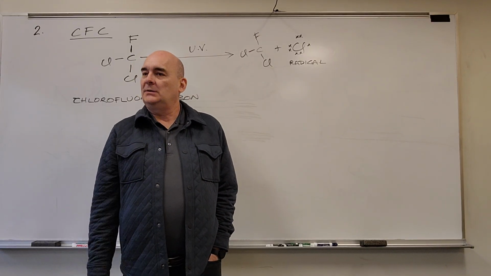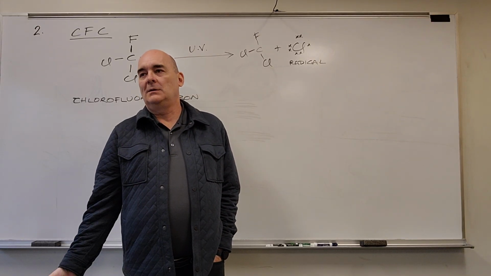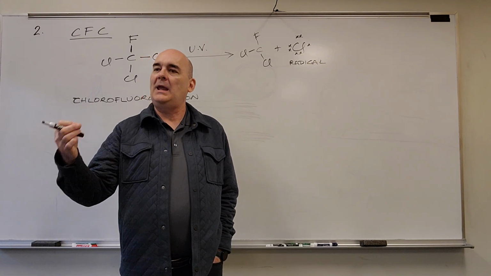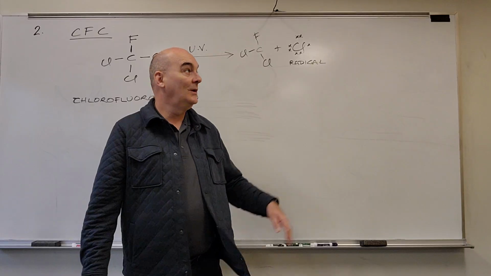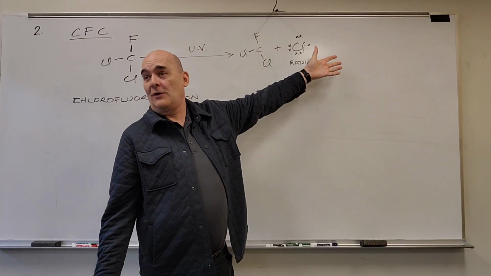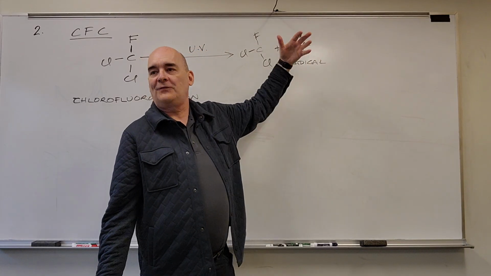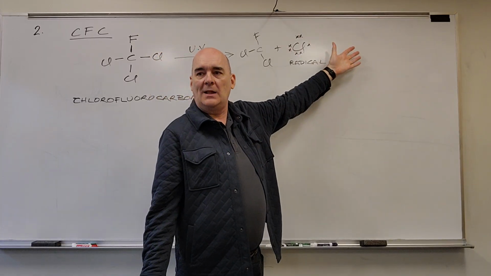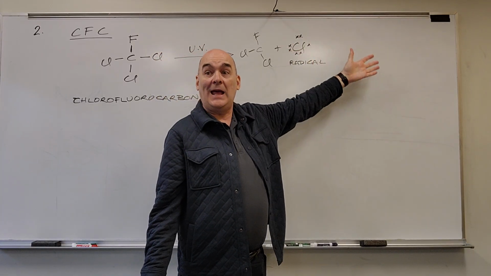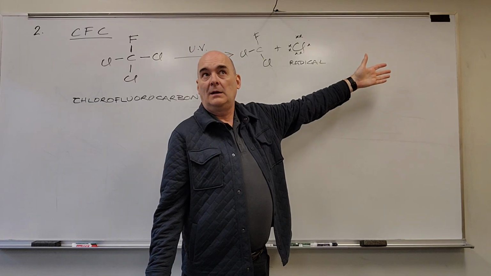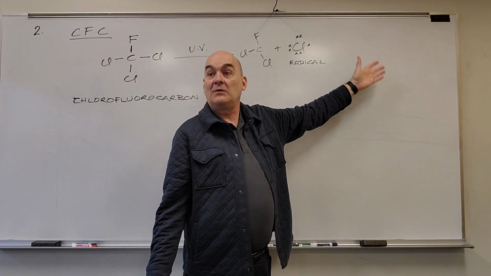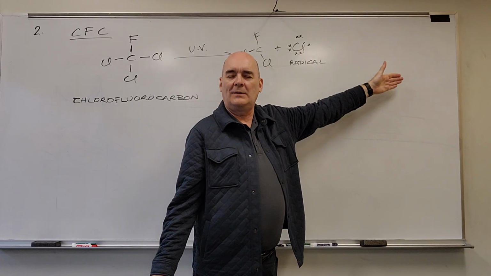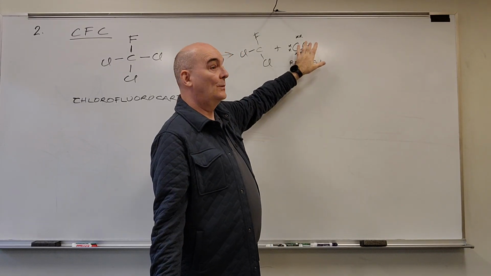7 is almost 8, and 8's the magic number in chemistry. If it could just find an electron from somewhere, then it would satisfy the octet rule. So it's going to rip an electron off something else. And that's a self-propagating chain reaction, because if it rips an electron off something else, then that something else also has a negative, an odd number of electrons. This one would go up to even.